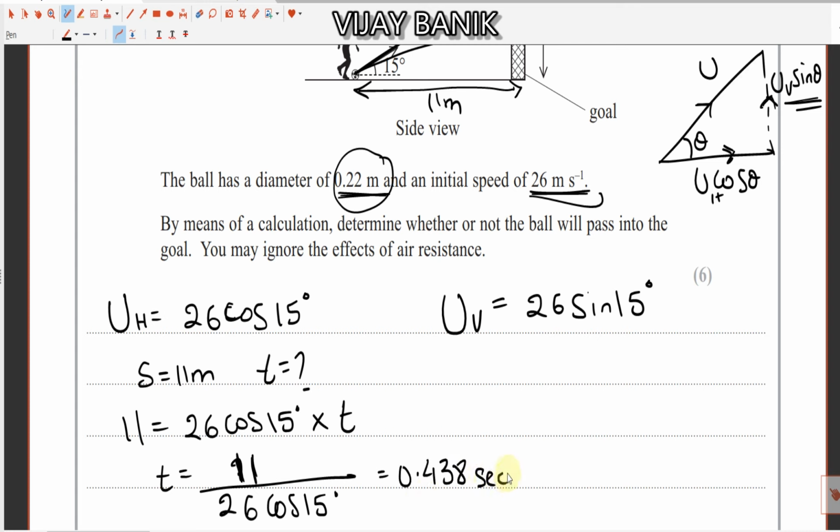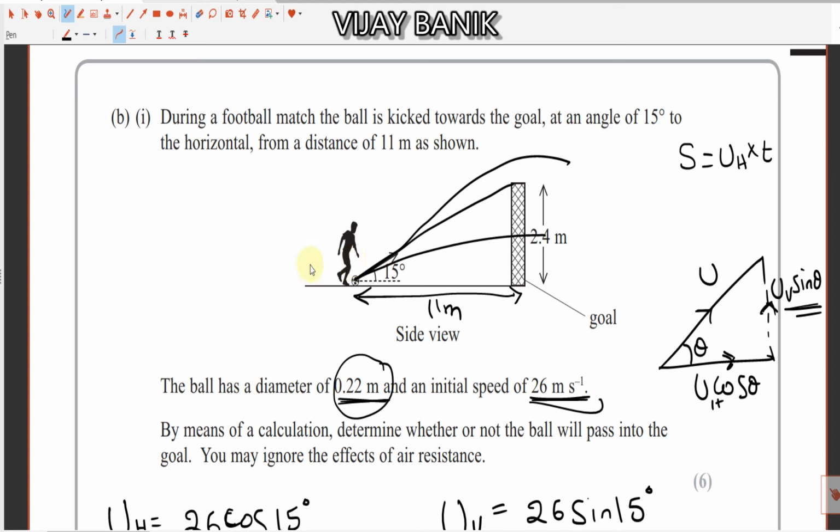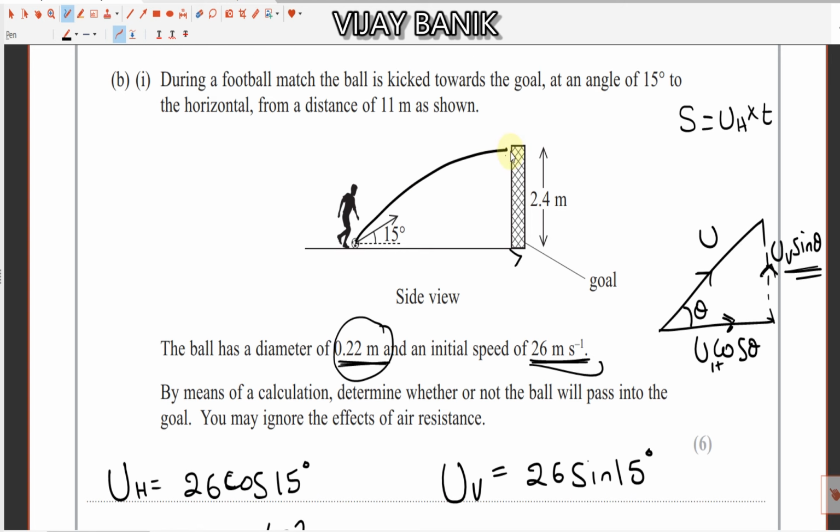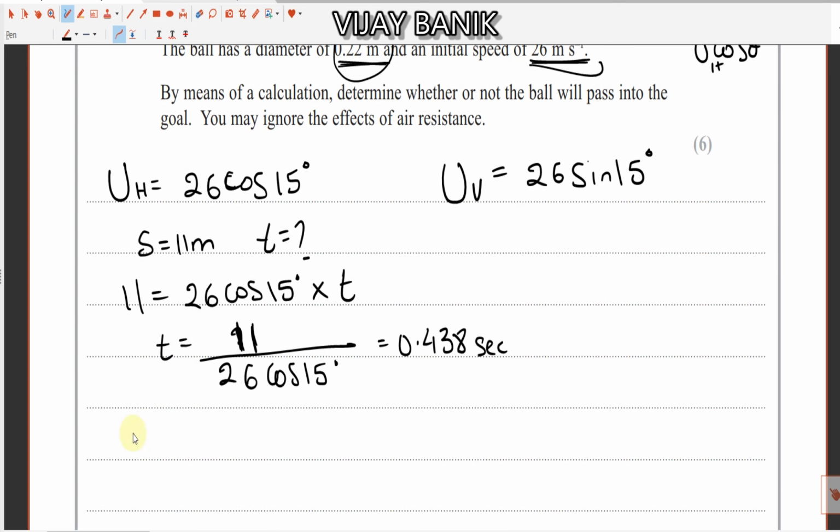That means it also travels 0.438 seconds vertically. That means the ball was vertically here. Let me rub them. So the ball was vertically here and it traveled 0.438 seconds. So how much height did it attain at that point? What is the initial vertical velocity? Initial vertical velocity is always the vertical component from the angle, that is going to be 26 sine 15.